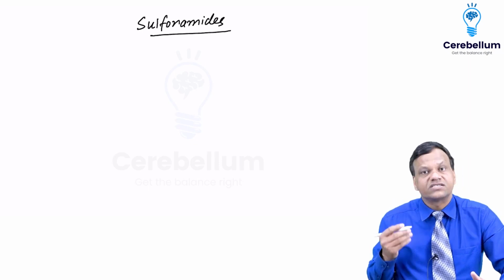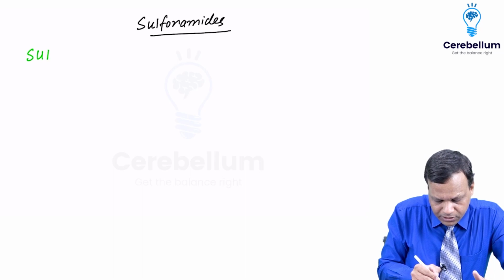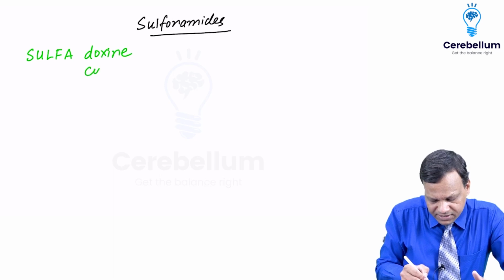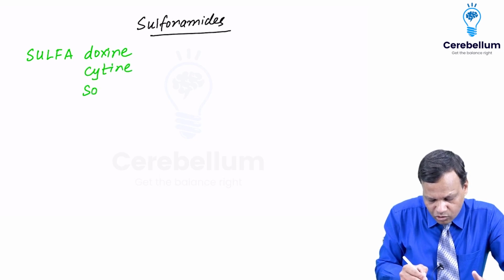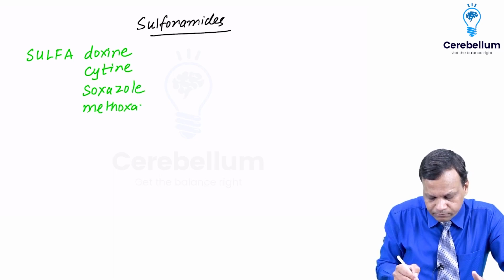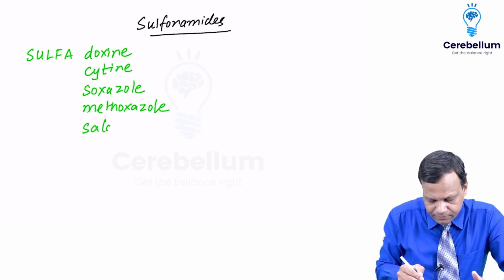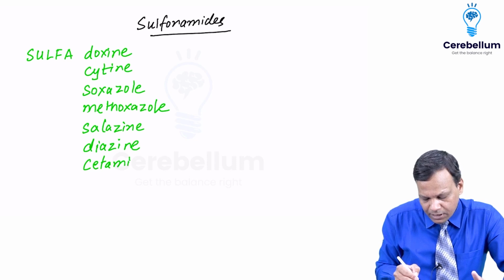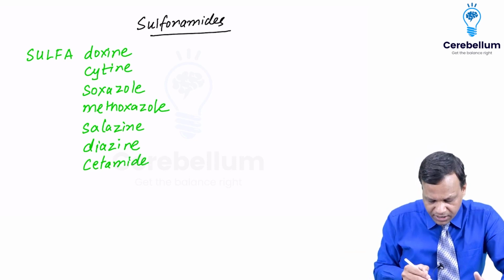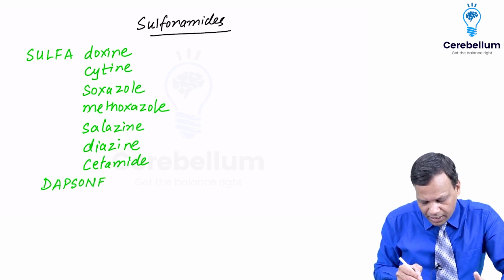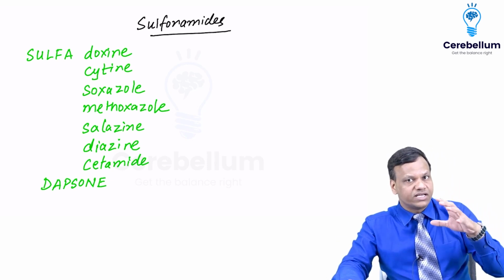Their names start with sulfa. The drugs in this group all start with sulfa. Examples are sulfadoxine, sulfacytine, sulfasoxazole, sulfamethoxazole, sulfasalazine, sulfadiazine, sulfacetamide, and one drug which does not start with sulfa, it is dapsone. So most of them start with sulfa, and one drug which does not start with sulfa is dapsone.